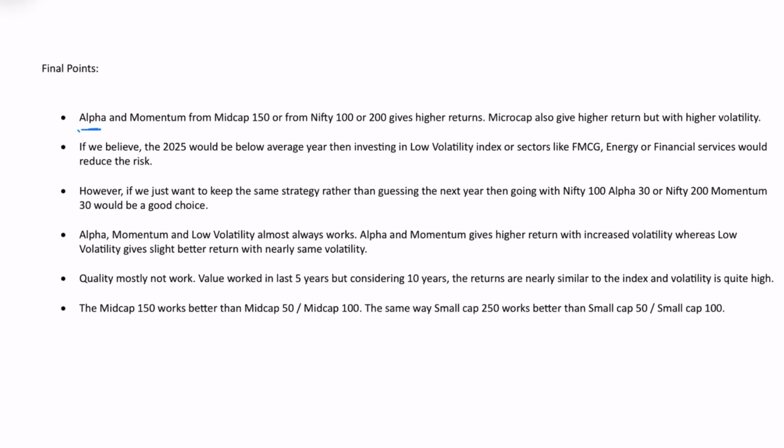One is Alpha and Momentum generally give higher return from the top 250 stocks. Microcap also gives higher return, but it has higher volatility. Now, if you believe that 2025 would be a below average year, then investing in low volatility in the index or having sectors like FMCG, energy or financial services would reduce the risk.